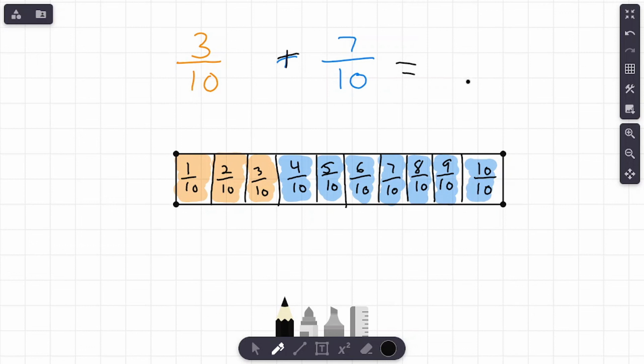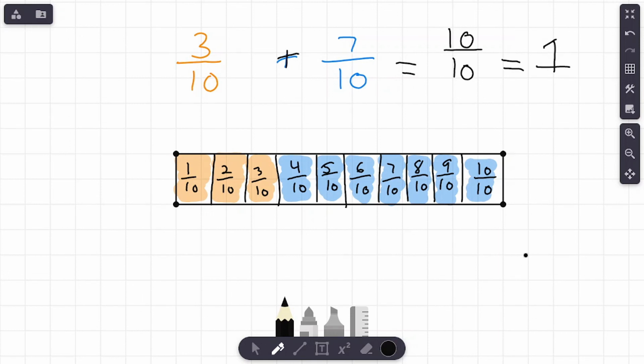Well, take a look right there. Our answer is 10/10. How else can we say 10/10 if the numerator and the denominator are the same number? Remember, that equals 1 whole. If your numerator and denominator are the same number, that equals 1 whole.